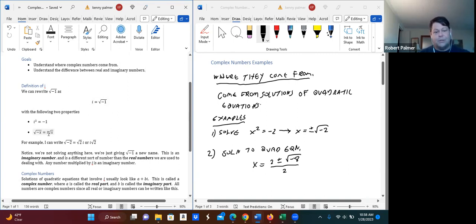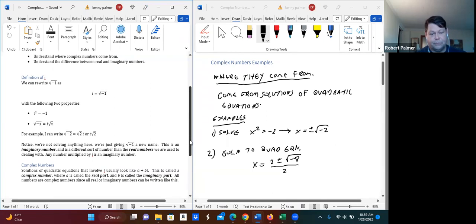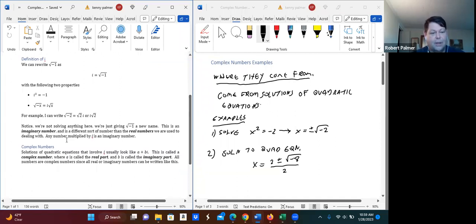And it shows, for example, if you have the square root of -2, like we do here, then I can rewrite that as the square root of 2 times i. It doesn't matter which order this is in, since you're multiplying, just make sure it's clear. If you write the square root of 2 times i, make sure it's clear the i is not under the radical. Or you also see it written as i times the square root of 2. And I kind of reiterate this here. We're not solving, we're just giving the square root of -1 a new name. And this is what's called an imaginary number. And it's different from the real numbers we're used to all the time.